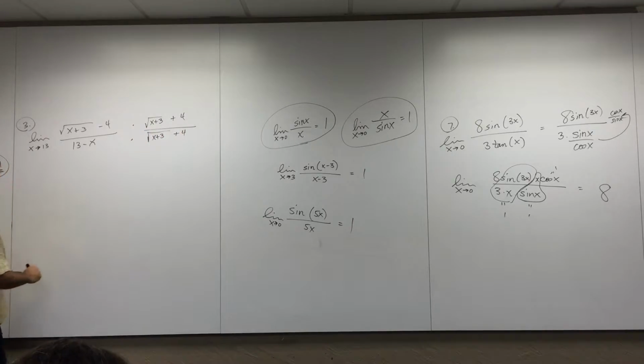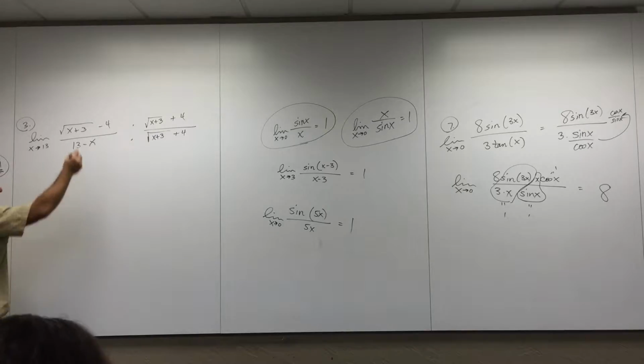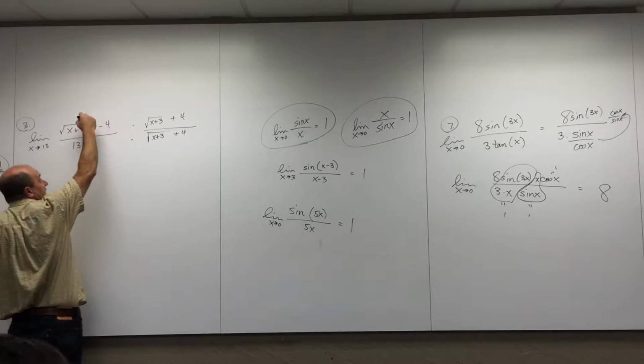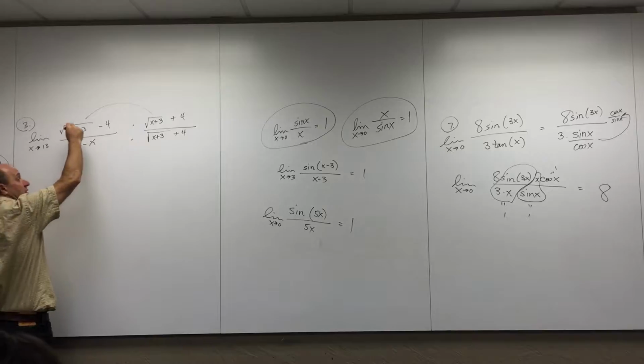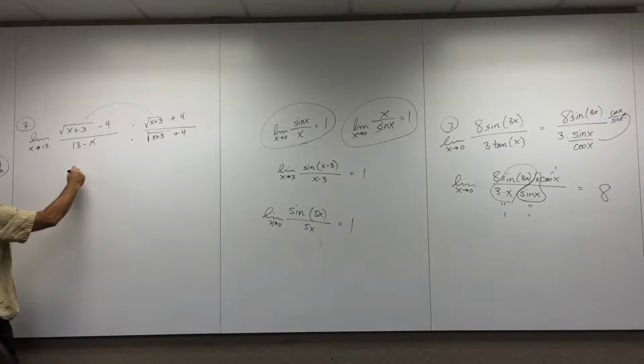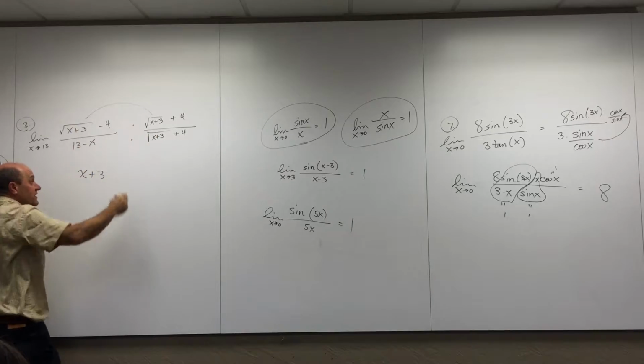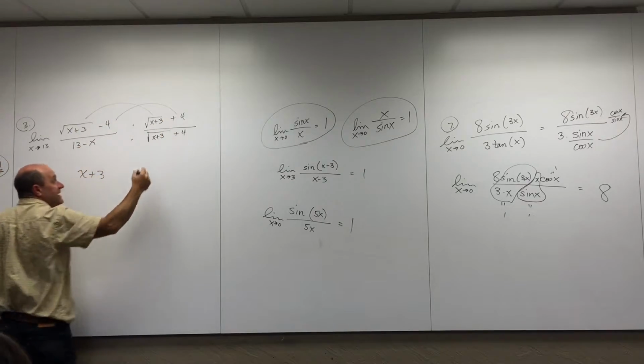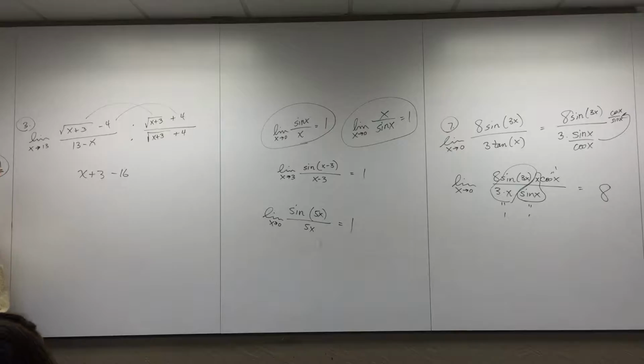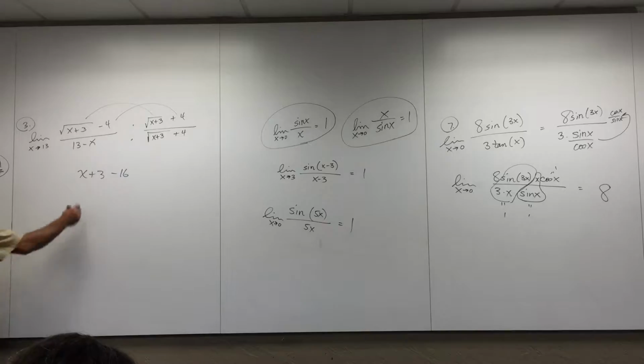It cleans it. It fixes it up. It's beautiful. In the numerator, you should FOIL it out. FOILing it out will give you the square root of x plus 3 times the square root of x plus 3, which is x plus 3. The middle terms cancel, so the next thing you get is this minus 16. That's what you get in the numerator. When you FOIL it all out, the middle terms cancel. You get the first and the last like that.